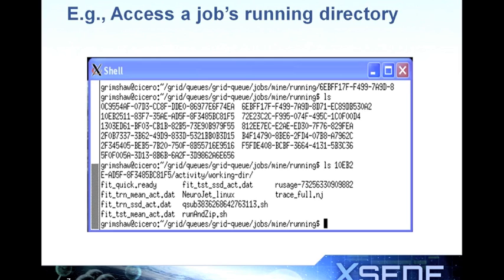So I've done an LS here, as you can see, on my running jobs at that instant in time. And those are the job tickets. You can think of those as essentially equivalent to any job ticket you get from a queuing system. And I can LS inside of that job, look at the activity working directory, and see the files.